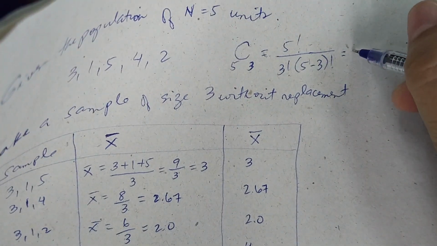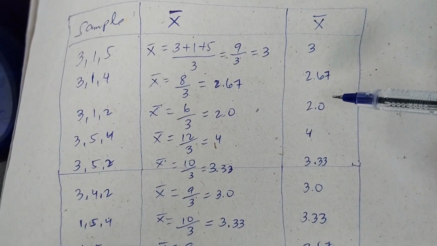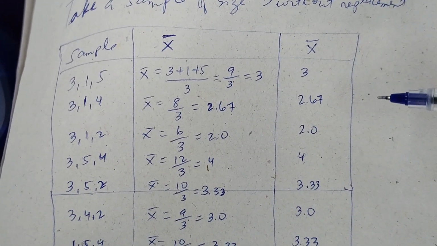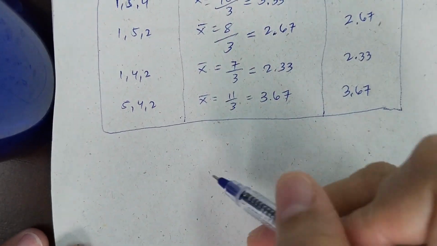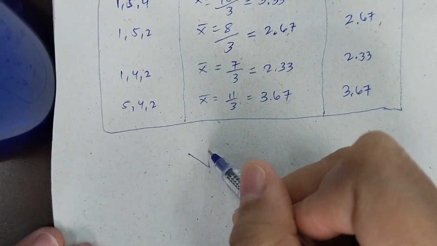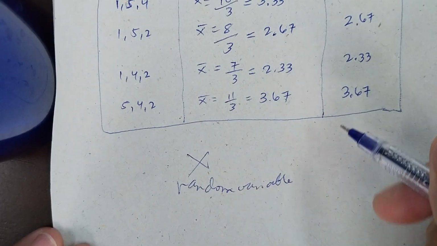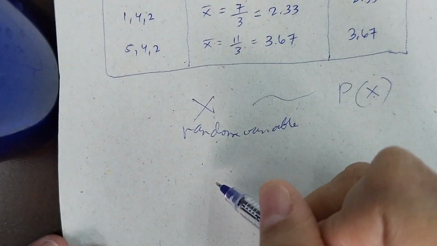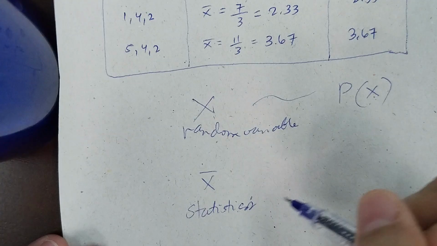Okay, so this is equal to 10. These are the means that you can take from the random samples of size 3. We have 3, 2.67. Now, if you recall our previous discussions, we have a random variable, and every random variable has a probability distribution. X bar is a statistic, and it's also a random variable.